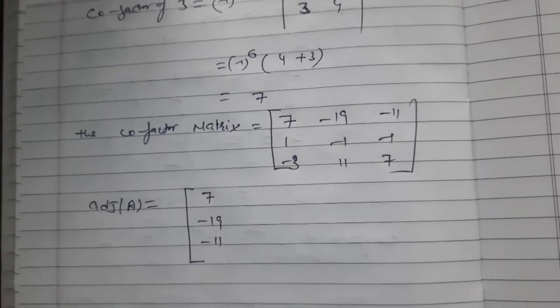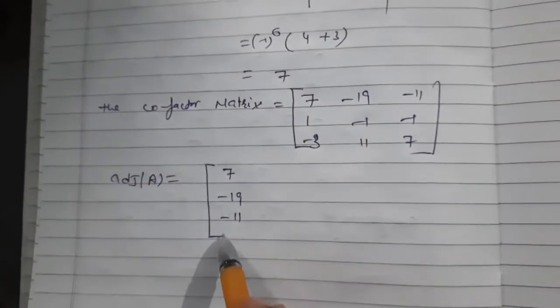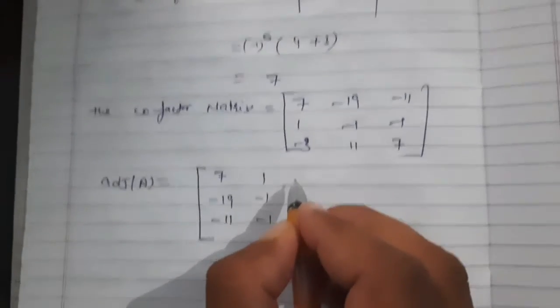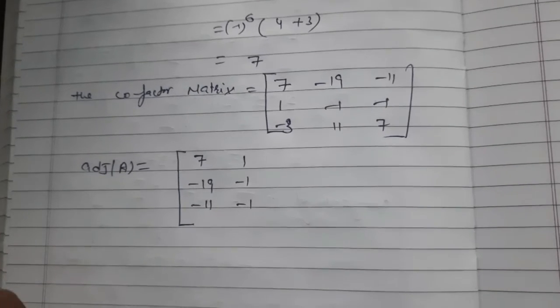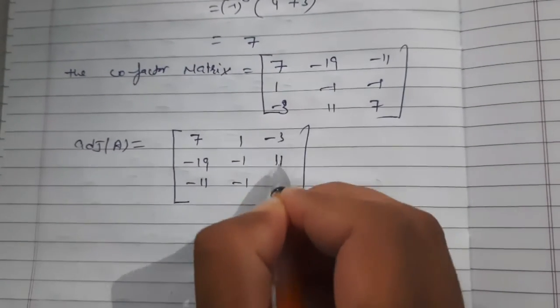Transpose is just to transfer the rows into the columns, that is, change the rows into the columns. The first row becomes the first column, the second row becomes the second column, and the third row becomes the third column, and the next is minus 3, 11 and 7. This is the adjoint of A.